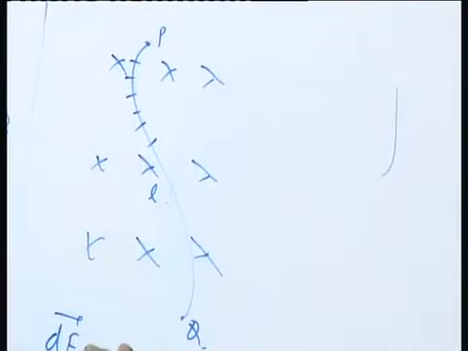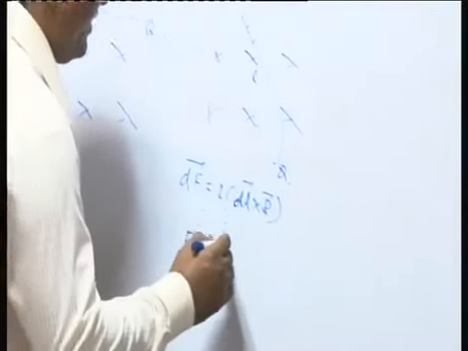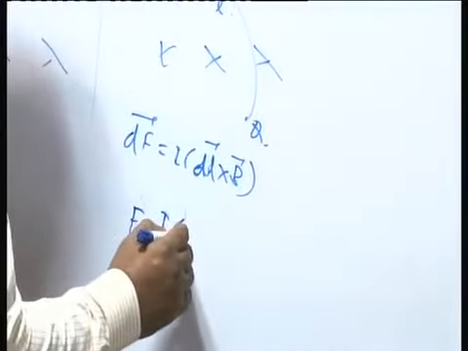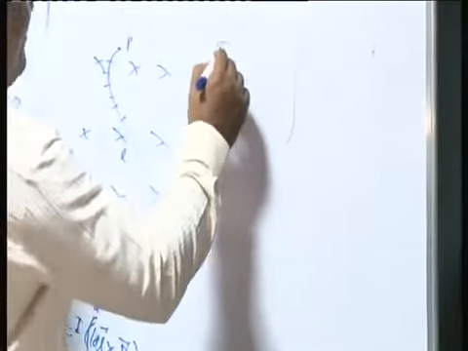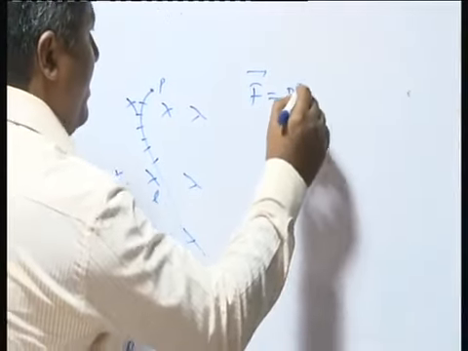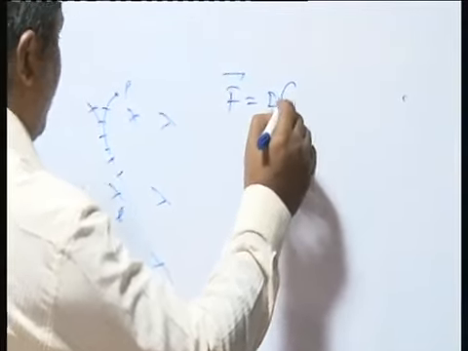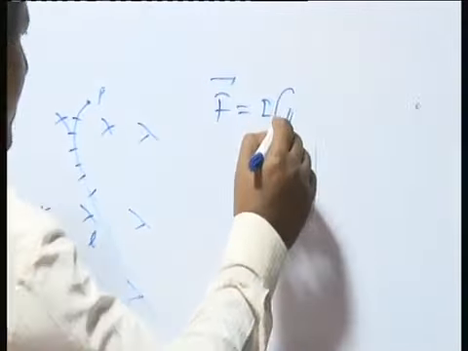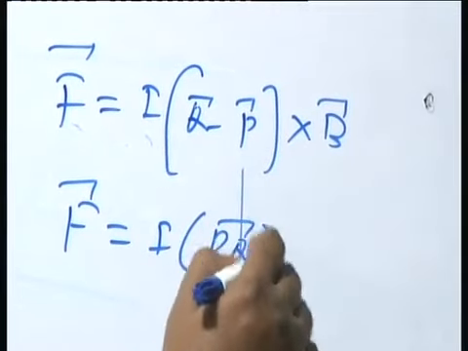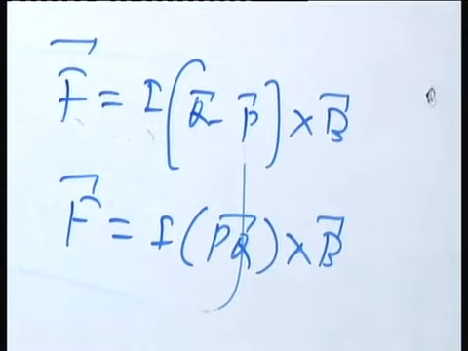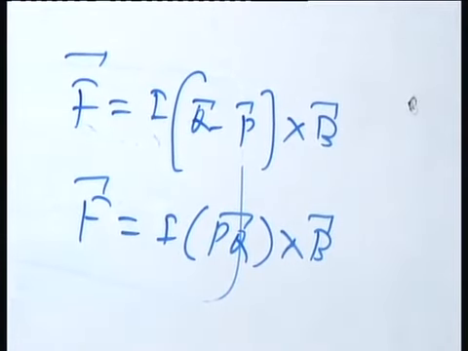When you integrate this, you will get F equals I into the integral of vector dl, which is vector L, with limits from P to Q, vector dl cross vector B. Then we can write vector F equals I into (vector Q minus vector P) cross vector B, that is, vector F equals I into vector PQ cross vector B. So this clearly shows that vector PQ is nothing but this displacement.